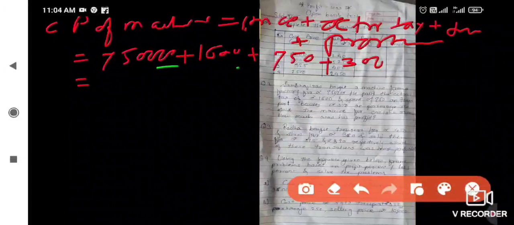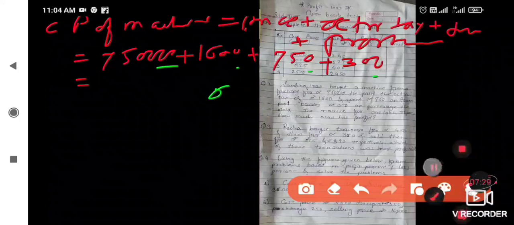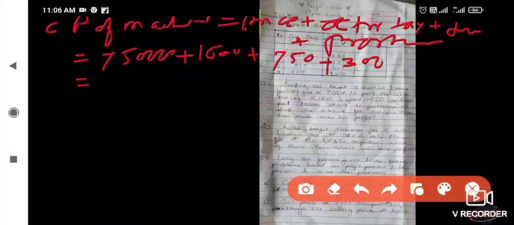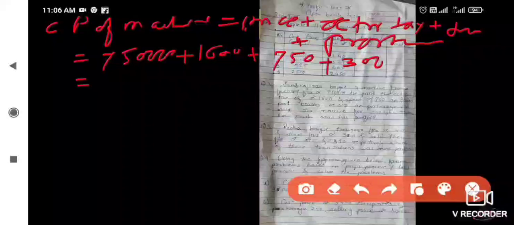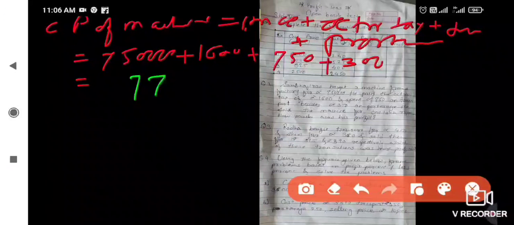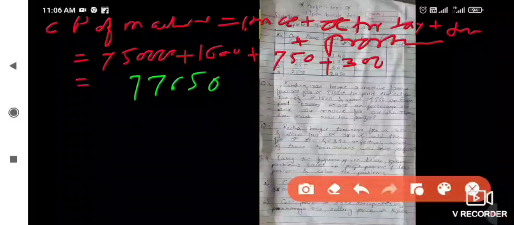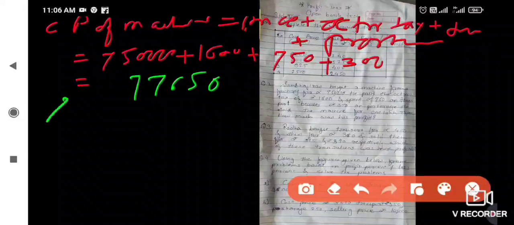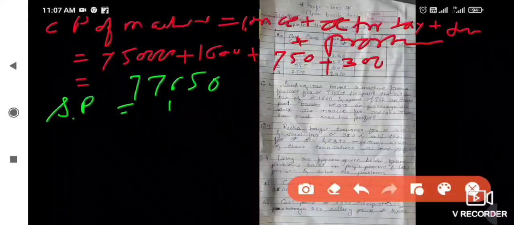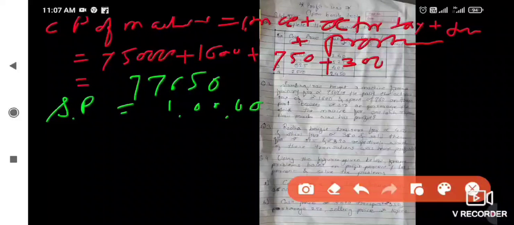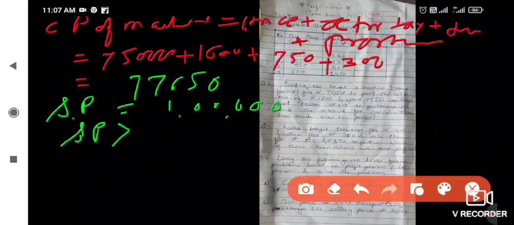So 0 plus 0 plus 0 plus 0 is equal to 0. If you do the addition of all this, you will get 77,650. Then 77,650 is the cost price of the machine. Now selling price of the machine is equal to how much? 1 lakh rupees.